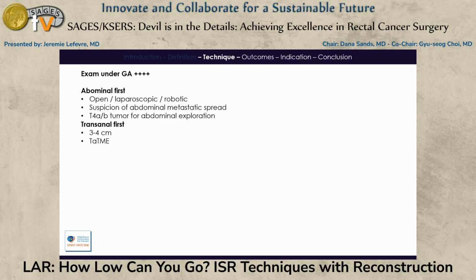Some words about the technique. You will decide between APR and intersphincteric resection in the OR after an exam under general anesthesia, and the patient has to be aware that the decision can be taken in the OR between a definitive colostomy or a resection. You can start with the abdominal phase, especially if you suspect tumoral spreading in the abdomen or have a large T4 tumor, or you can start with a transanal approach.